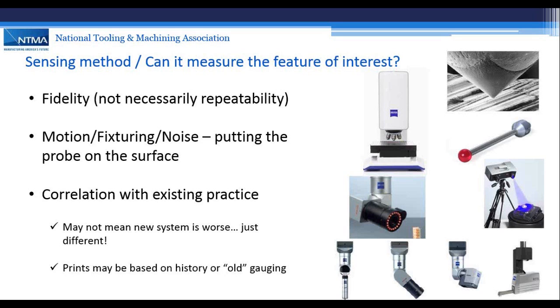Fidelity, are you referring to like resolution? Right. Resolution of the sensor, the gauge? Not your commitment to your partner.